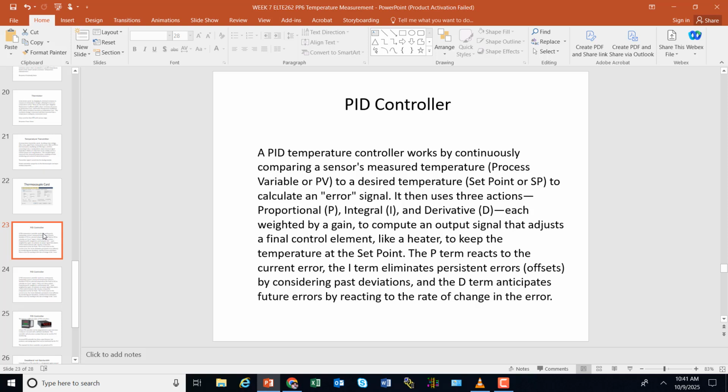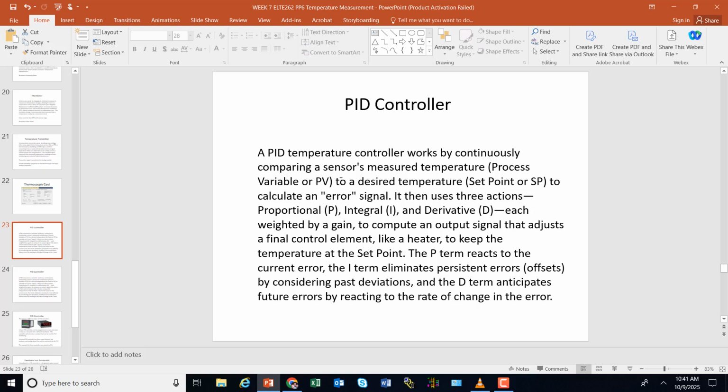So what you do is you compare a process variable, which is what it's reading, to a desired temperature, which is your set point, to calculate an error between the two. And then it uses proportional, integral, and derivative control to start getting an output to see if it can get to the set point. Probably got to turn on a heater to start heating up to where it reaches the preset value, okay?